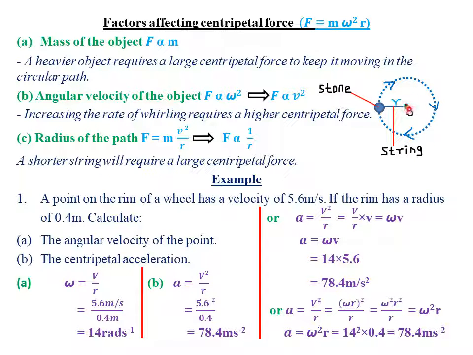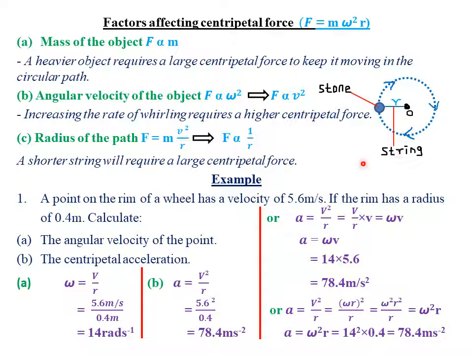So try it experimentally. Just take some heavier object, tie it on a string, then try rotating it in a circular path. The shorter the path, the more centripetal force is required in your hand to keep it rotating in that circular path. And of course, the longer the string, the smaller the centripetal force required. Therefore, a shorter string would require a large centripetal force.